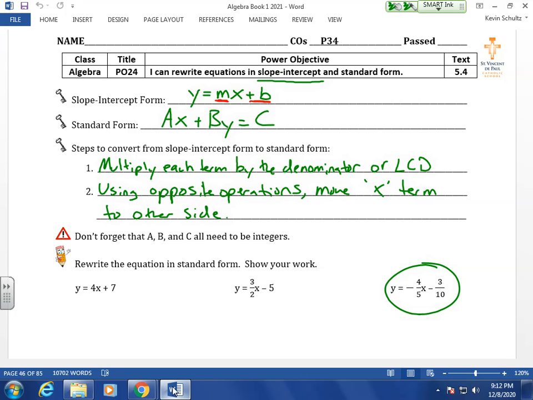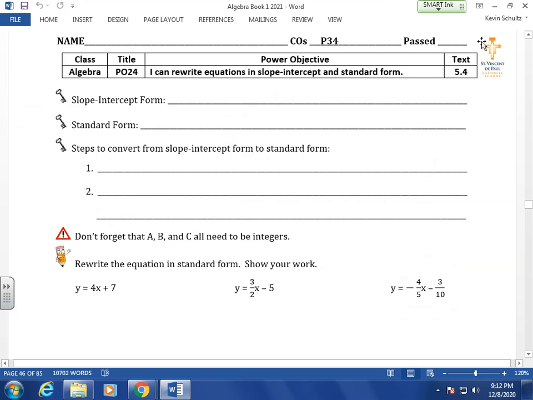Right? You'll be given an equation in slope-intercept form where y is by itself. So our first step is, instead of dividing everything, we're going to be multiplying everything by the denominator of that fraction, or the LCD of the multiple fractions we have. That's going to get rid of them. And then we're going to move that x term back over to be with the y term to get into standard form. Okay? All right, let us practice.